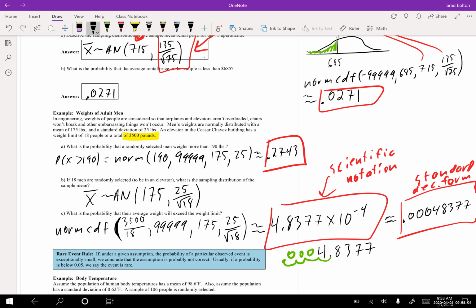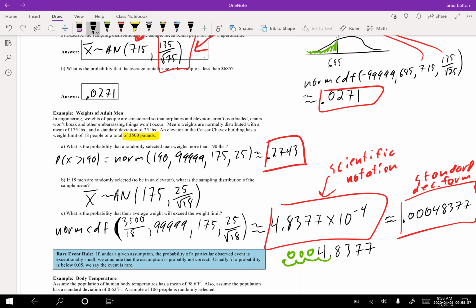So this is scientific notation. This is standard decimal form. I would take either, but it's important that if you leave it in scientific notation, 4.8377, you understand what that means when you multiply it times 10 to the negative 4. You're basically saying it's a very small amount. And should it be a small amount? Yes, this isn't even a tenth of 1%. This is 4/100ths of 1%.